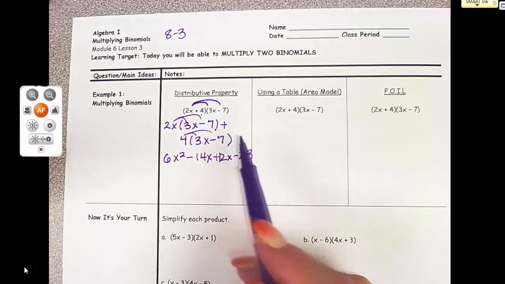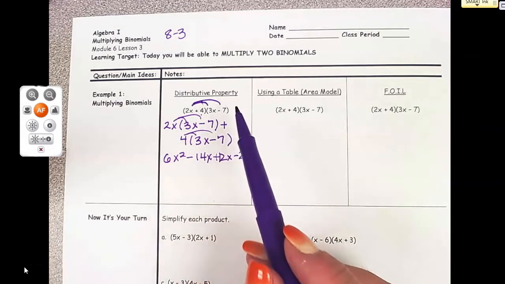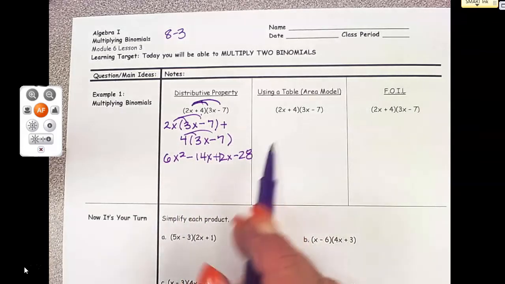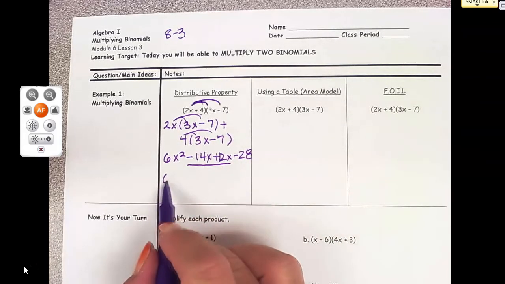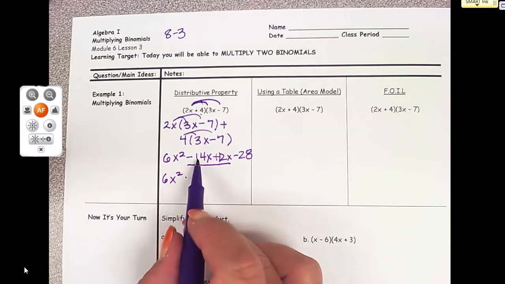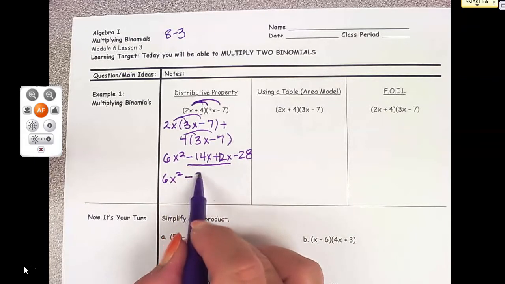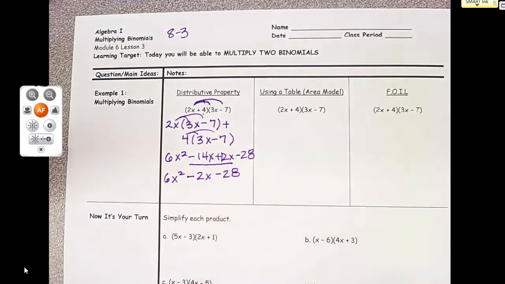So you can see when I multiply a binomial with 2 terms times a binomial with 2 terms, I end up with 4 terms. And then if there are any that are alike, I should combine them. So once I combine them, my final answer is 6x squared, negative 14 plus 12 is minus 2x, minus 28. And that's my final answer.